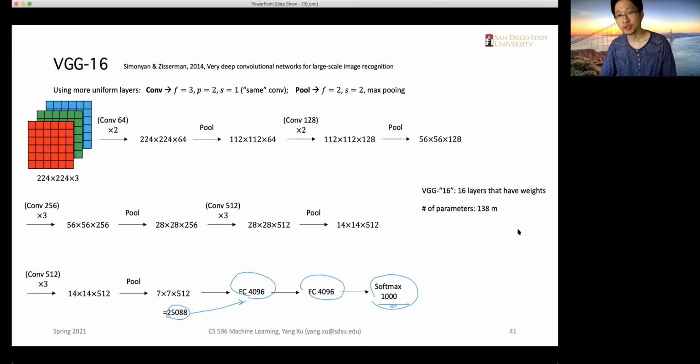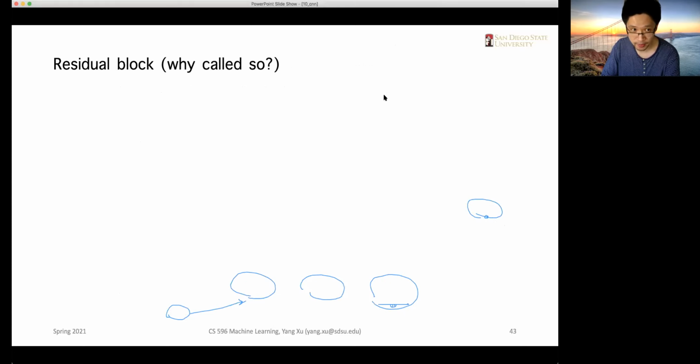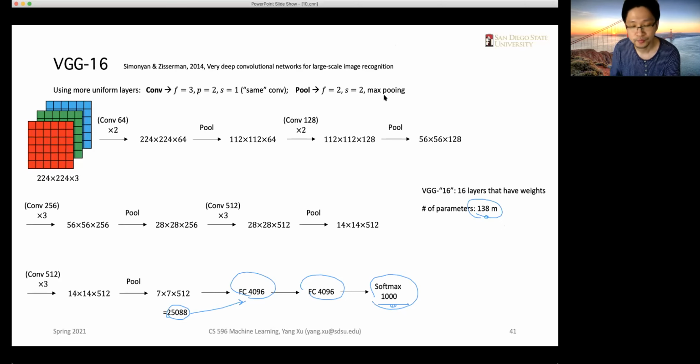They use 16 layers with a total of 138 million parameters. That's an amazing number of parameters. And they reached pretty good performance compared with AlexNet.